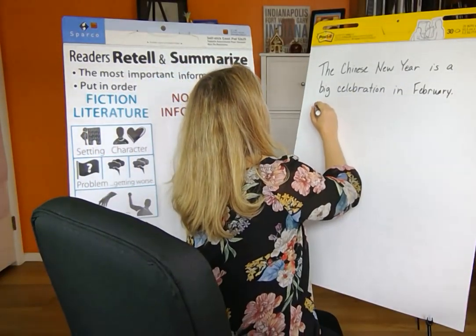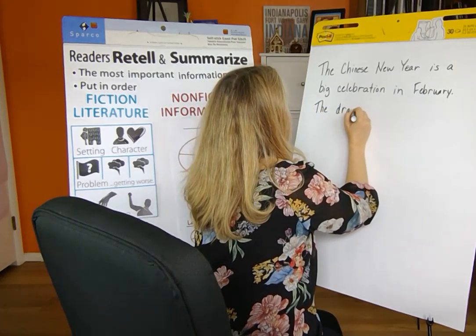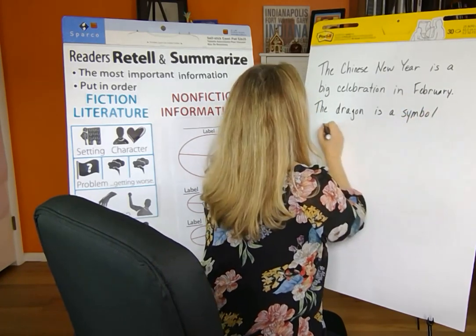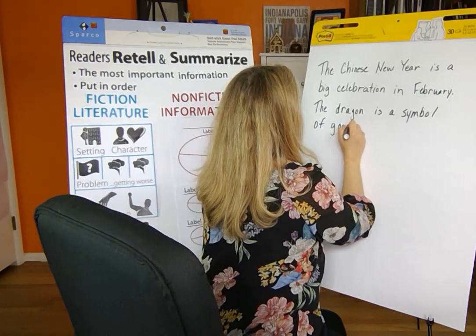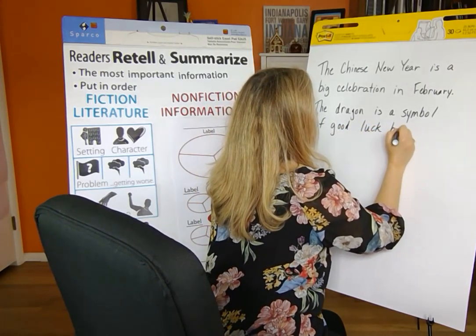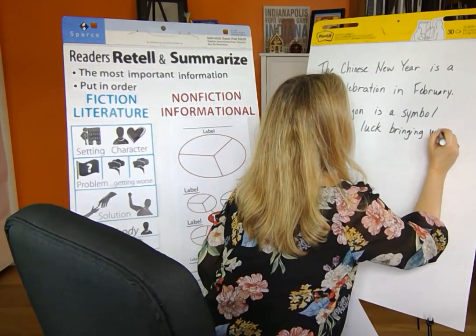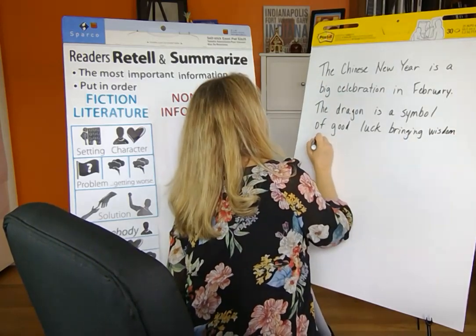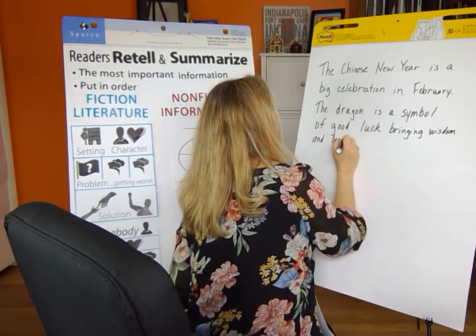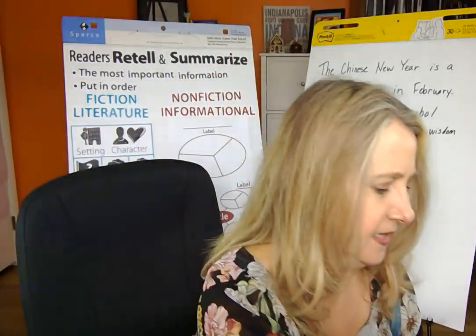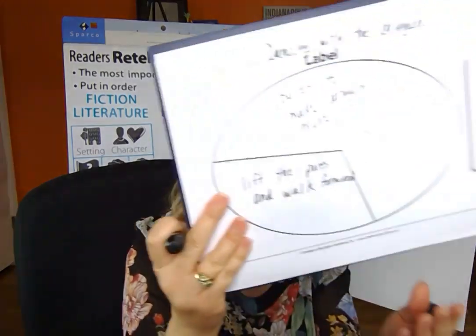Okay. The dragon is a symbol of good luck, bringing, what were those words again? Bringing what? What should I write? Wisdom and health. Okay. Wisdom and health. Period. All right. We summarized. We did one sentence. Okay, let's go to the last one.